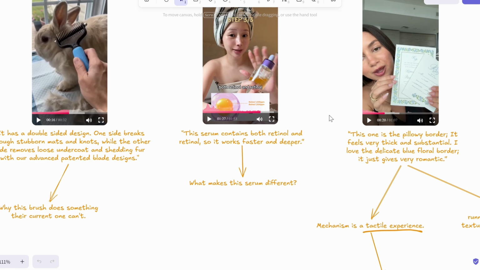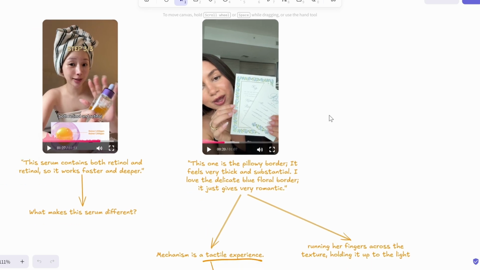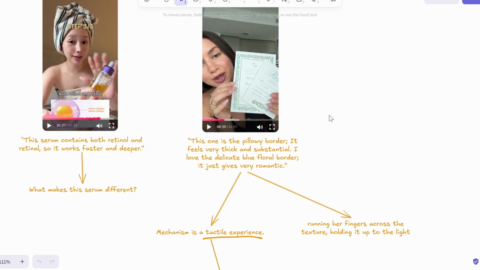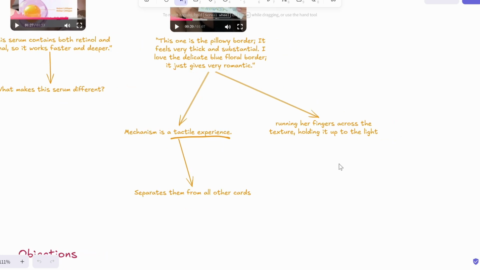Now here's where it gets interesting. Mechanization doesn't always mean ingredients or technology. Let's take a look at what this company Minted did. Their mechanism is a tactile experience. The pillowy border, the crisp painting, details you can only appreciate by holding the physical product in your hand. So they engineered their entire creative around the physical characteristics of their cards. The creator isn't just describing the card, she's analyzing it in real time, running her fingers through the texture, holding it up to the light, and then stressing the importance for the viewer to feel it for themselves.